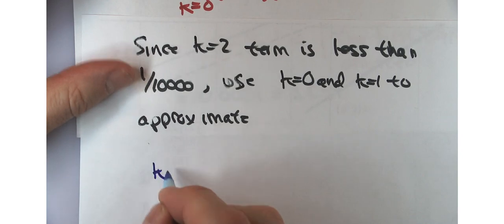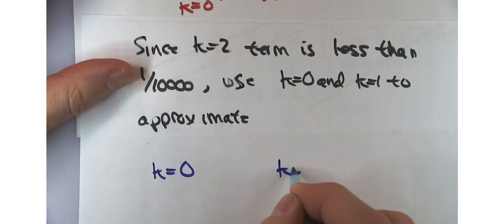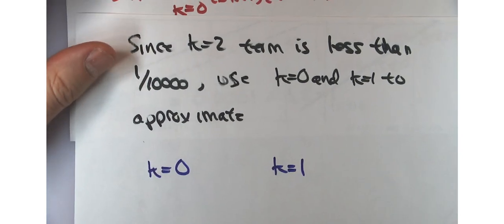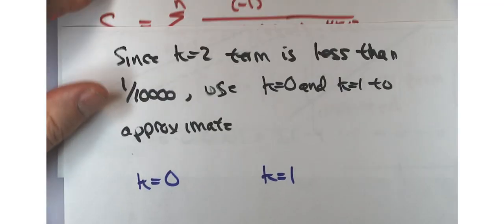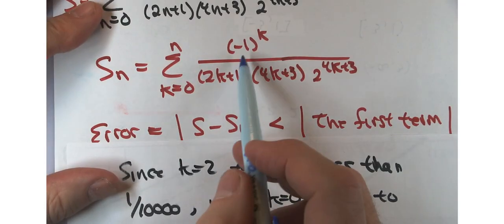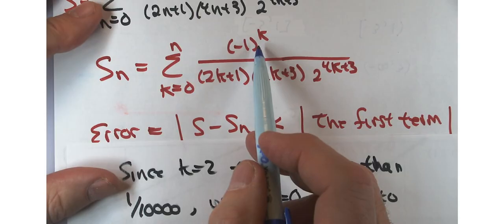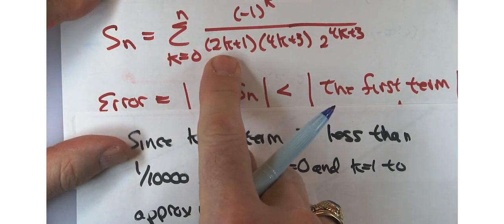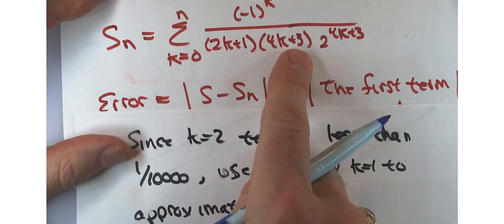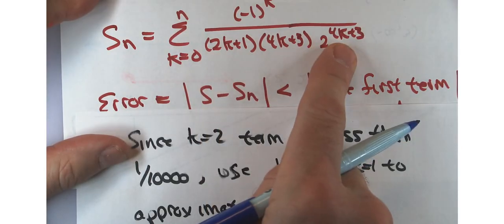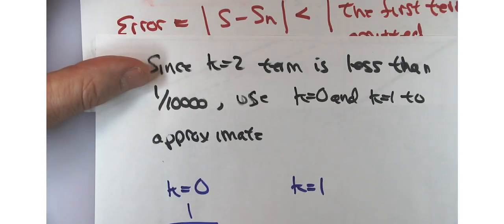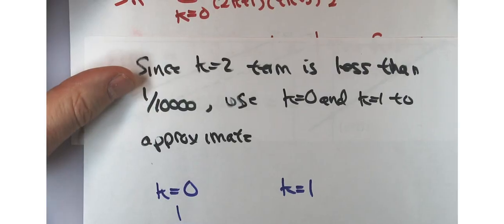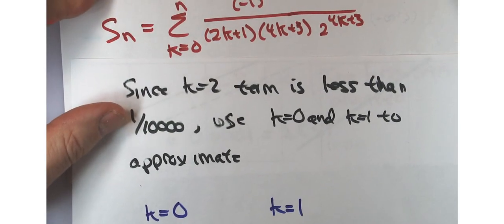K equals 0, k equal 1. I'm kind of feeling a little bit lazy here. I mean, it's not too hard to plug in a 0 here. K equals 0, you're going to get this to the 0 power, so I'm going to get 1 over, well, if I put in a 0 there, I'll get 1 times 3 times 2 to the third. So that's my k equal 0 term.